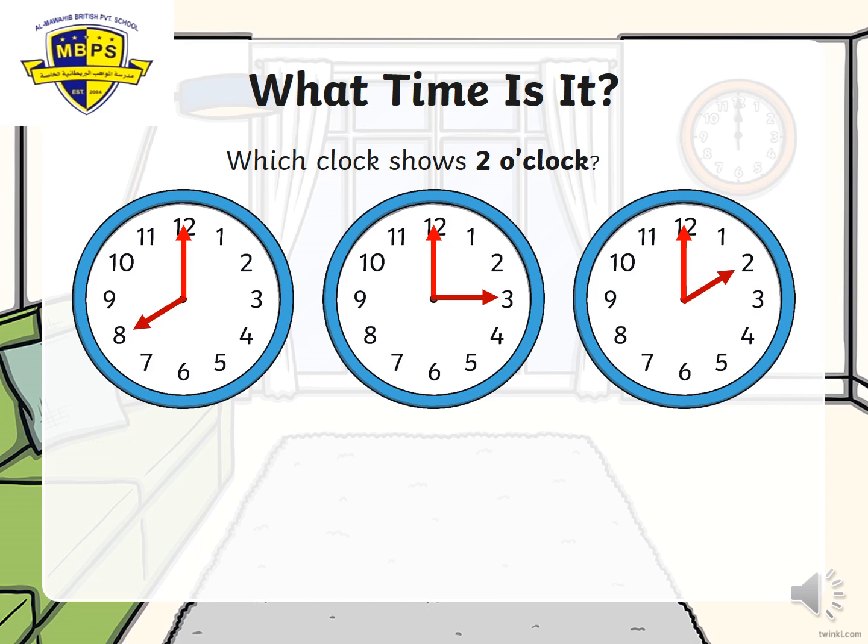Now, we have 3 clocks here. I want you to think which clock shows 2 o'clock. Which one of them shows 2 o'clock? The first one or the second one, or the third one? Can you tell me? Of course, it's not the second one. The second one is 3 o'clock. Which one? Very good. It's the third one. It's 2 o'clock.